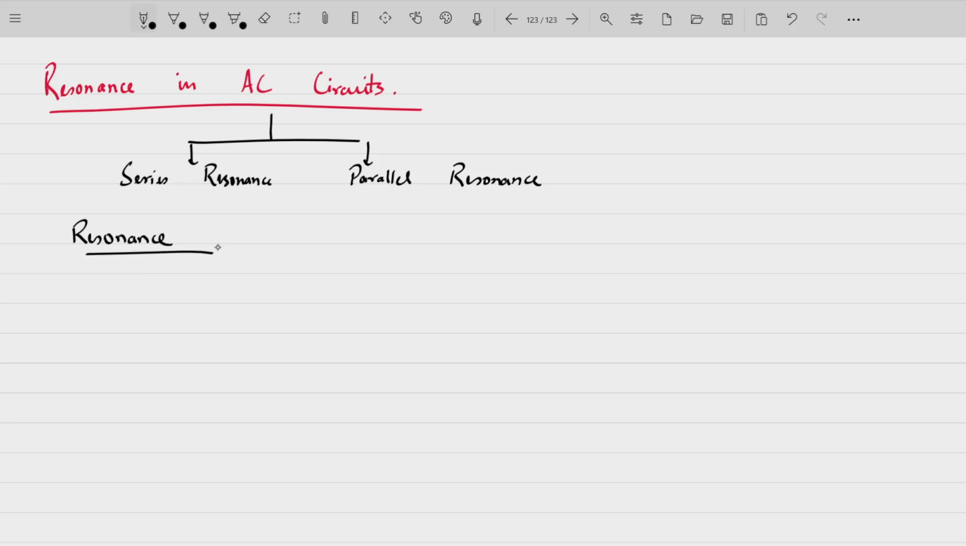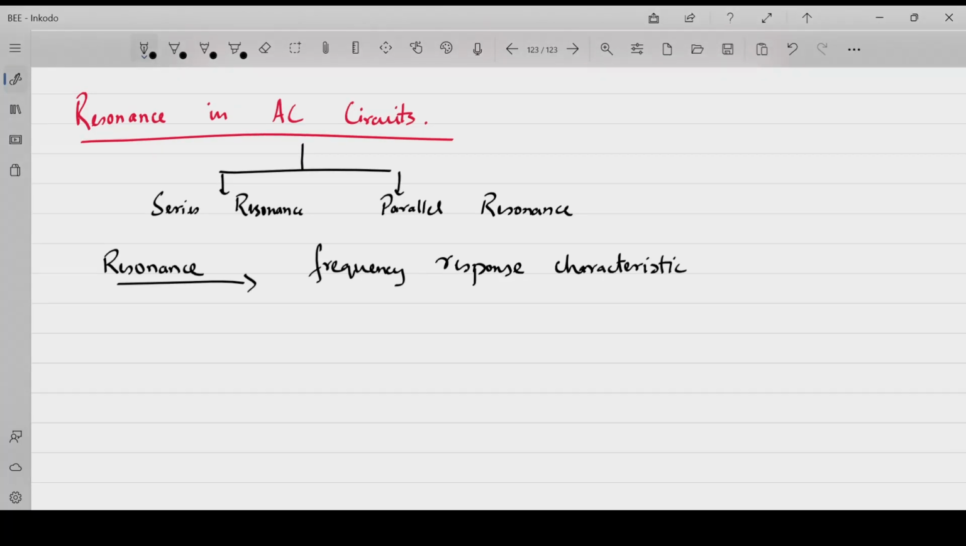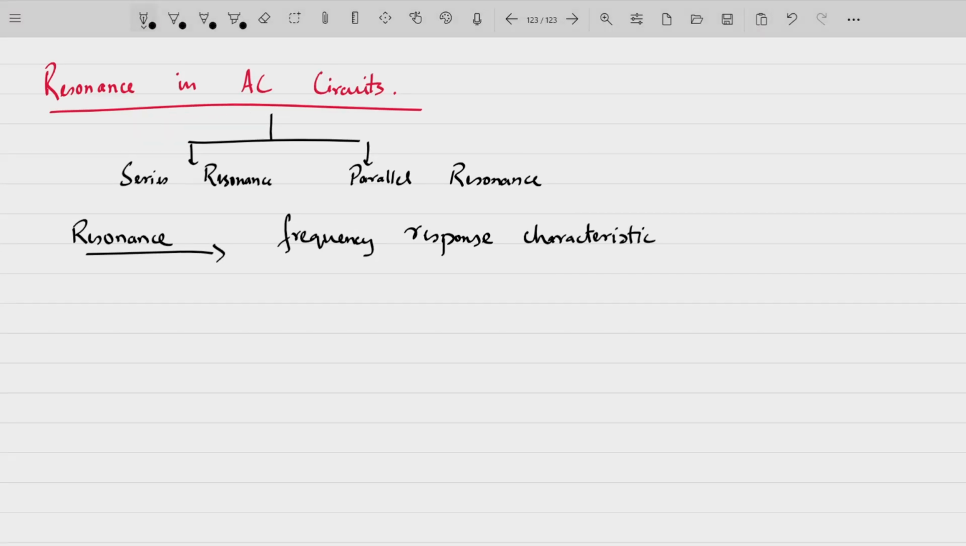So first of all, what is resonance here that we'll be discussing? It is actually a frequency response characteristic of a system. So what does that mean? We have discussed time response characteristics. What does the time response characteristic mean? We have a variable that is actually a function of time.